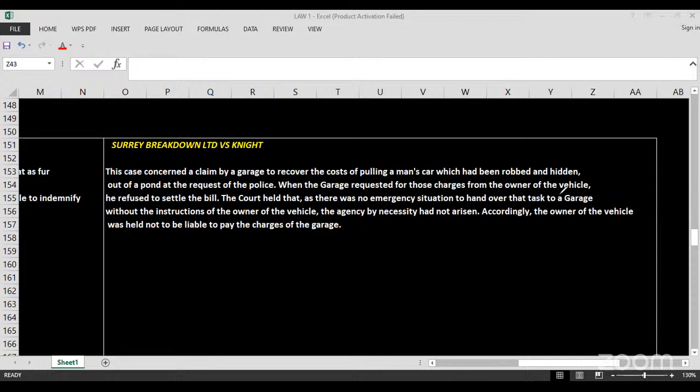When the garage requested those charges from the owner of the vehicle, he refused to settle the bill. Now, one car is there, and that car was stolen, robbed and hidden inside a pond. The car is here in the pond. And there is one man, and the police.